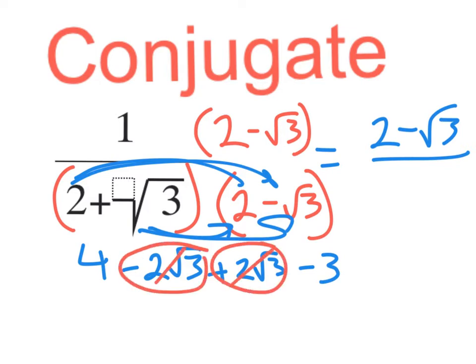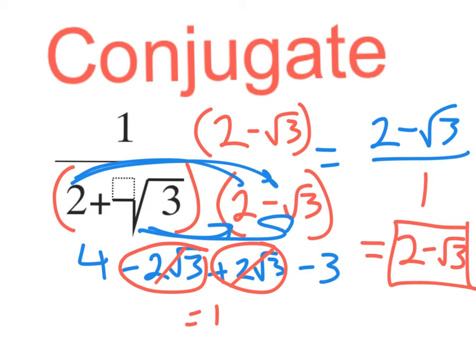So what do you really have? 4 take away 3, which equals just 1. So we have a 1 down here in the denominator. So your final answer really is equal to 2 minus the square root of 3. So when they ask you to simplify this original fraction, 1 over 2 plus the square root of 3, your final answer simplified will be no more fraction, just 2 minus the square root of 3.